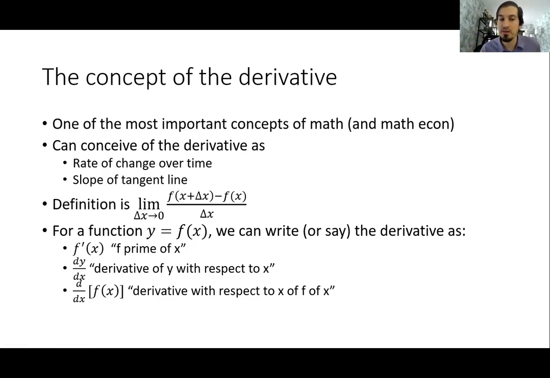And I want you to be okay with it written any way. So if you see f prime of x, that means the derivative of f with respect to x, same thing. If you say dy over dx, that means the derivative of y with respect to x, but it's the same thing as f prime of x. You might even see it this way, d over dx of f of x. This means, once again, the derivative with respect to x of f of x. All these three bullet points are three ways of writing the same thing. Okay?